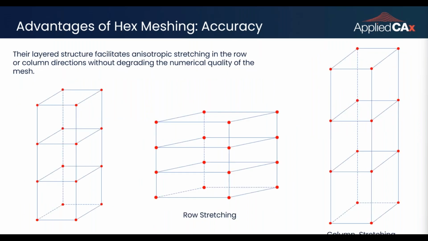Another advantage is their layered structure facilitates stretching in the row or column directions without degrading the numerical quality of the element. In broad terms, this is because the numerical quality of elements is dependent on their corner angles. Corners do not change when a square is stretched along one of its side directions, whereas the corner angles of a triangle, no matter how it is oriented, become adversely large or small when the triangle experiences large amounts of stretching or deformation.